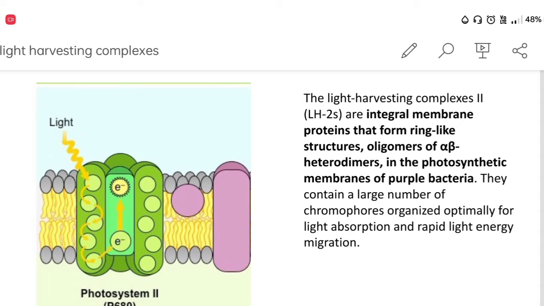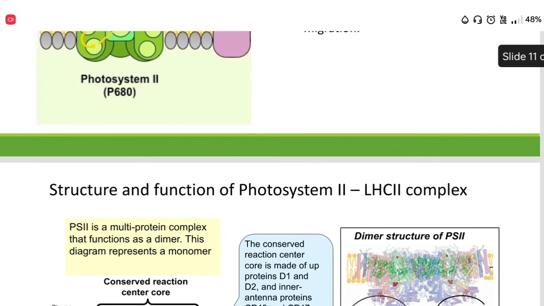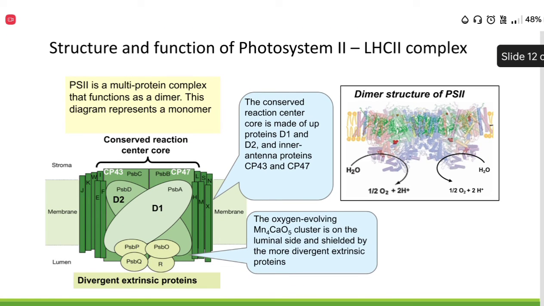Then LSC second. So the LSC second is always associated with photosystem second and are integral membrane proteins that form a ring-like structure, oligomers of alpha-beta heterodimers in the photosynthetic membrane of purple bacteria. They contain a large number of chromophores organized optimally for light absorption and rapid light energy migration. Then structure and function of photosystem second and LSC second complex.